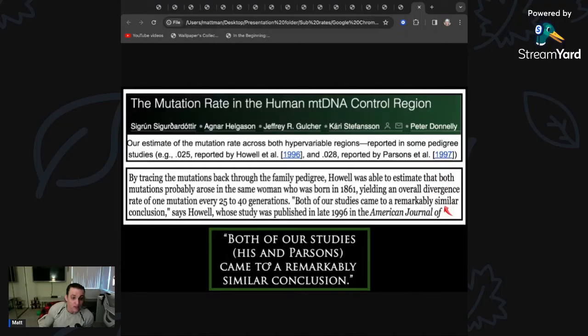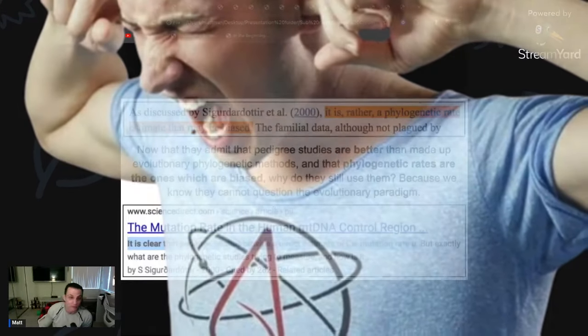Both of our studies, his and Parsons, came to a remarkably similar conclusion. They state that right down here. Another one, on an extremely fast mutation rate, came to the same exact thing: the rate of mutation, 1 substitution every 25 to 40 generations. Amazing. Exactly the same thing yet again. It's a concurrent theme, isn't it?